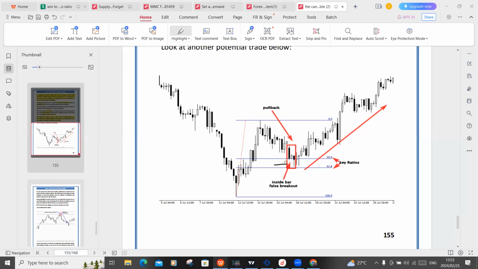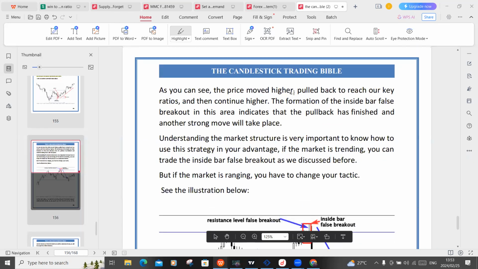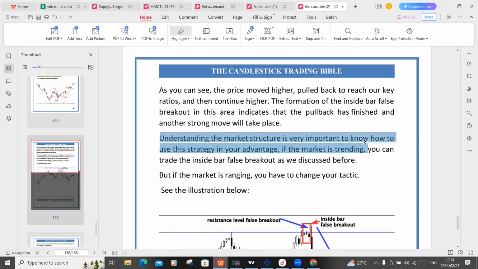So as soon as we had that fake out, it's a pin bar, doji pin bar rejecting the zone, then we can buy with stop loss below those candles. Then you map out 1:2, 1:3, the trade, excuse me, the trade still played out. So as you can see, the price moved higher, pulled back to reach our key ratios, and then continued higher. The formation of the inside bar false breakout in this area indicates that the pullback is finished and another strong move will take place. Understanding the market structure is very important.